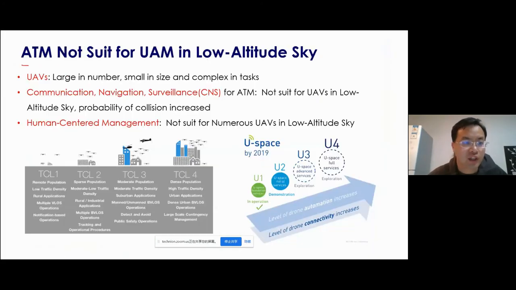Similarly, ATM for civil aviation is not suitable for UAM as well, because the number is large, the size is small, and the task is complex. Because the size is small, the surveillance system for ATM cannot easily detect the UAVs. Also, we cannot continue to use a human-centered way to manage so many UAVs.